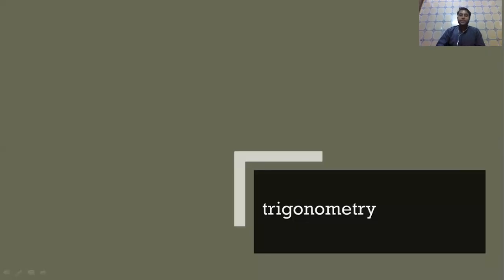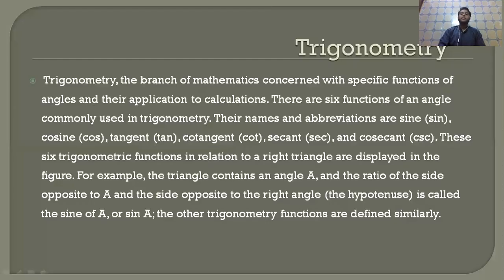Third topic, trigonometry. Trigonometry is a branch of mathematics concerned with trigonometric functions of angles and their application to calculations. There are six functions of an angle commonly used in trigonometry. Their names and abbreviations are sine (sin), cosine (cos), tangent (tan), cotangent (cot), secant (sec), and cosecant (csc). These are the six trigonometric functions related to a right angle, as displayed in the figure.